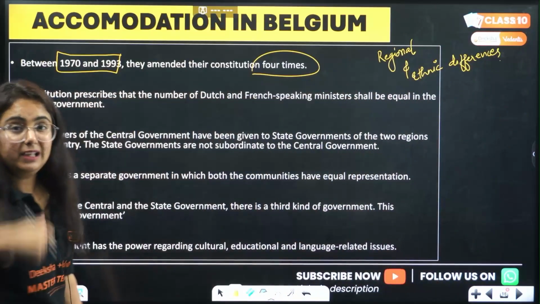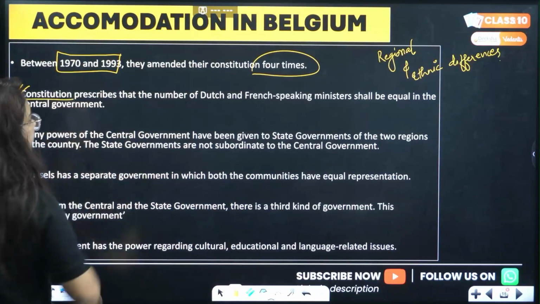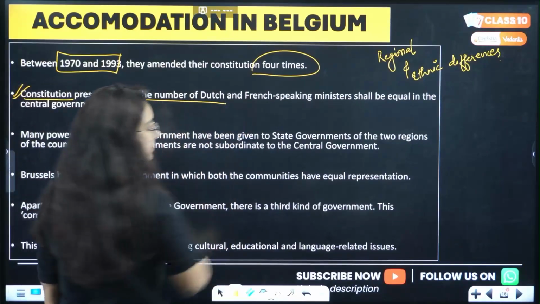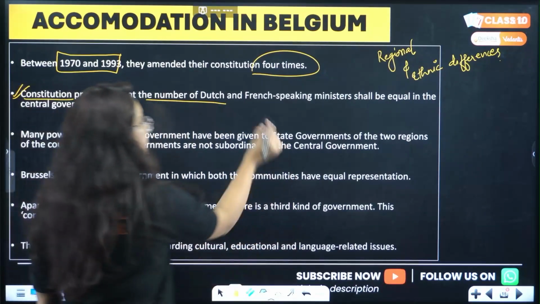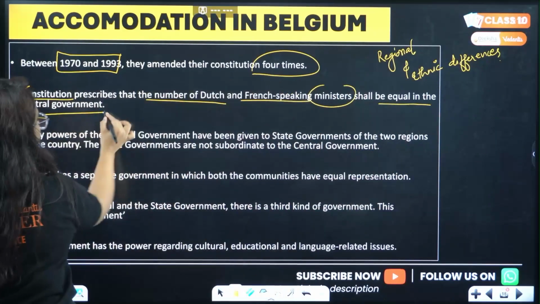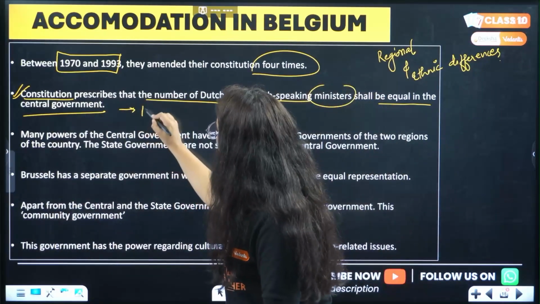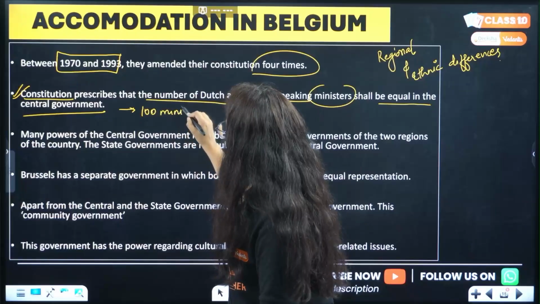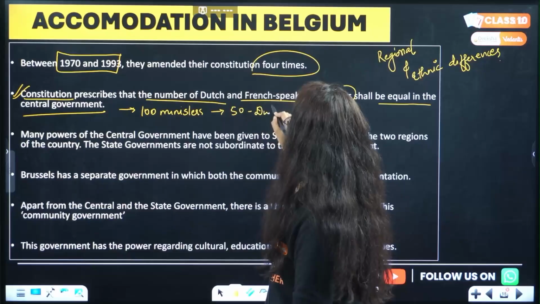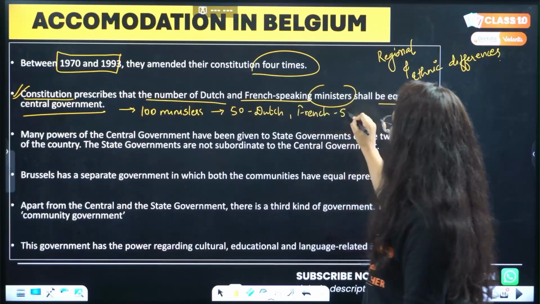They amended the constitution for the very first time. They said that according to the constitution, the number of Dutch and French-speaking ministers shall be equal in the central government. Very good. For example, in the central government, there are 100 ministers. Out of them, 50 will be Dutch, and 50 will be people who speak French.